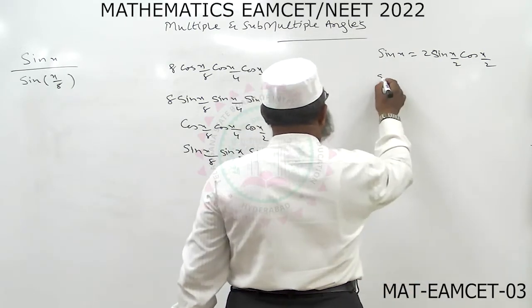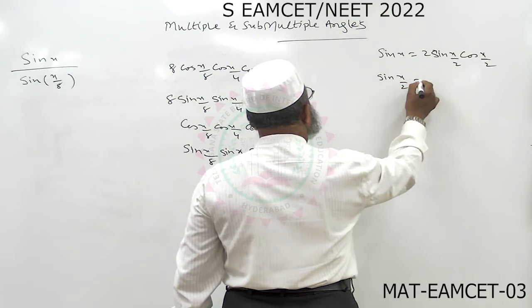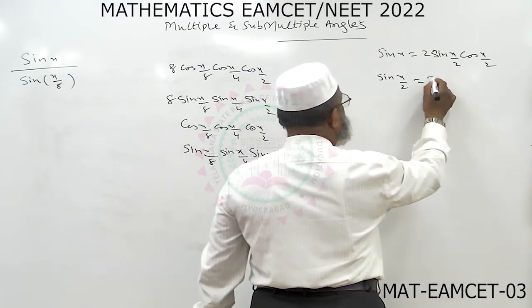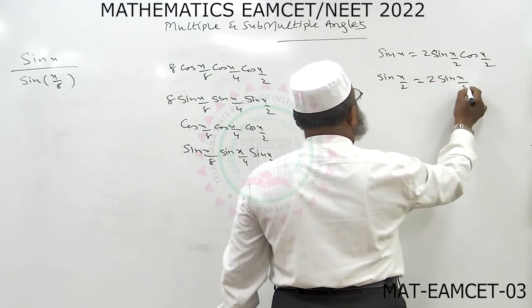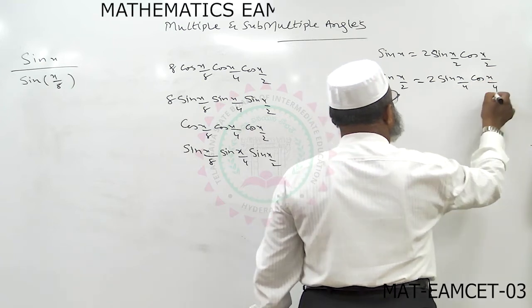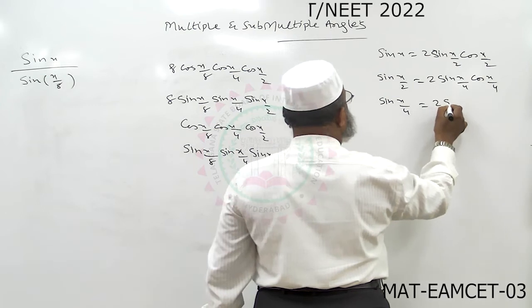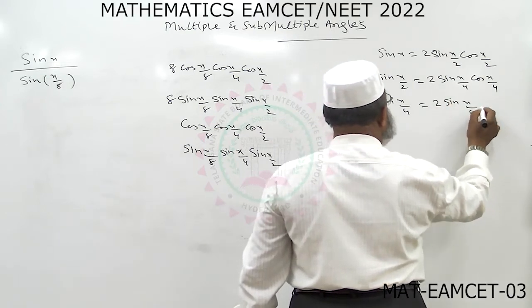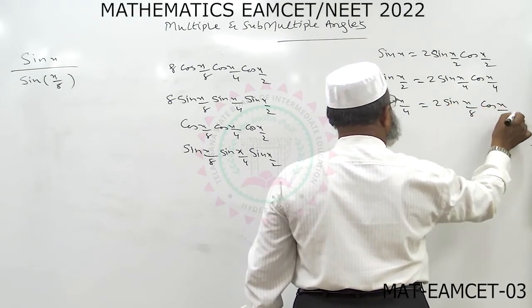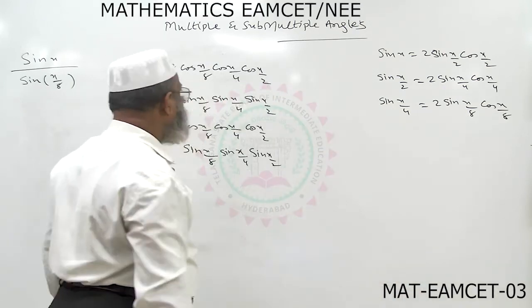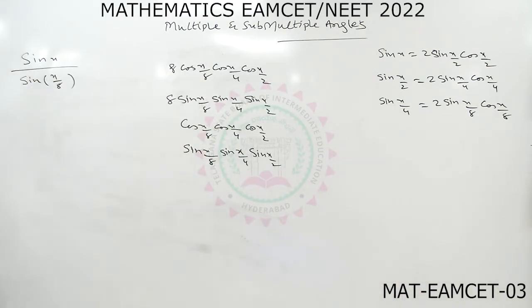Therefore, sin x by 2. What is sin x by 2? 2 sin x by 4 cos x by 4. For example, sin x by 4 is equal to 2 sin x by 8 cos x by 8. Right?